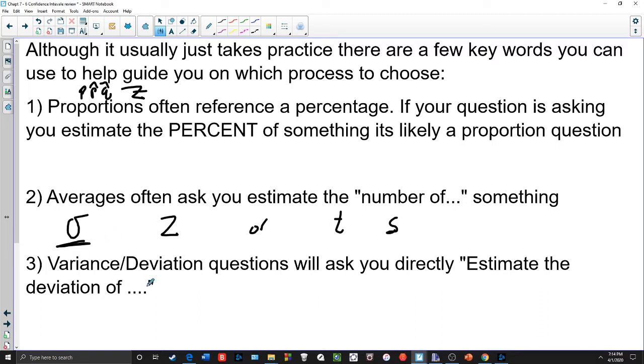And then for variance and deviation questions, they'll usually just ask you to estimate the deviation of or the variance of or something like that. Again, if you saw the error-prone video, then you know a little bit about what to do here. If you didn't, then we'll cover this one in a second.